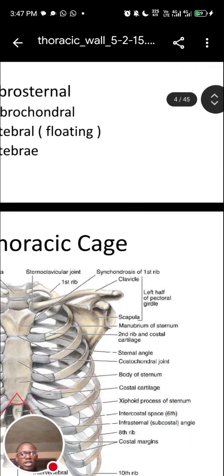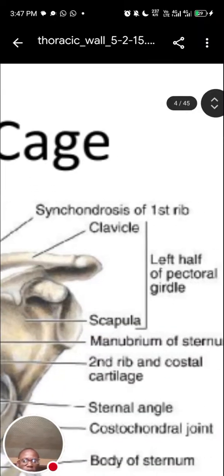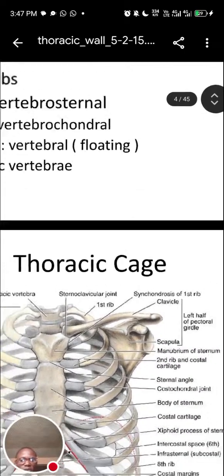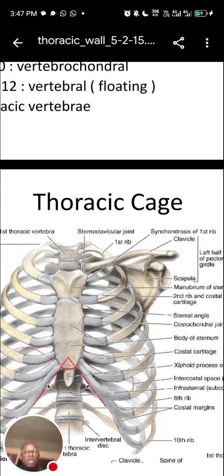From that place up to the manubrium of the sternum. You can see the manubrium. From the xiphoid process to the manubrium, that structure there is called the sternum. The middle part is the body of the sternum. So the thorax is made up of the sternum.